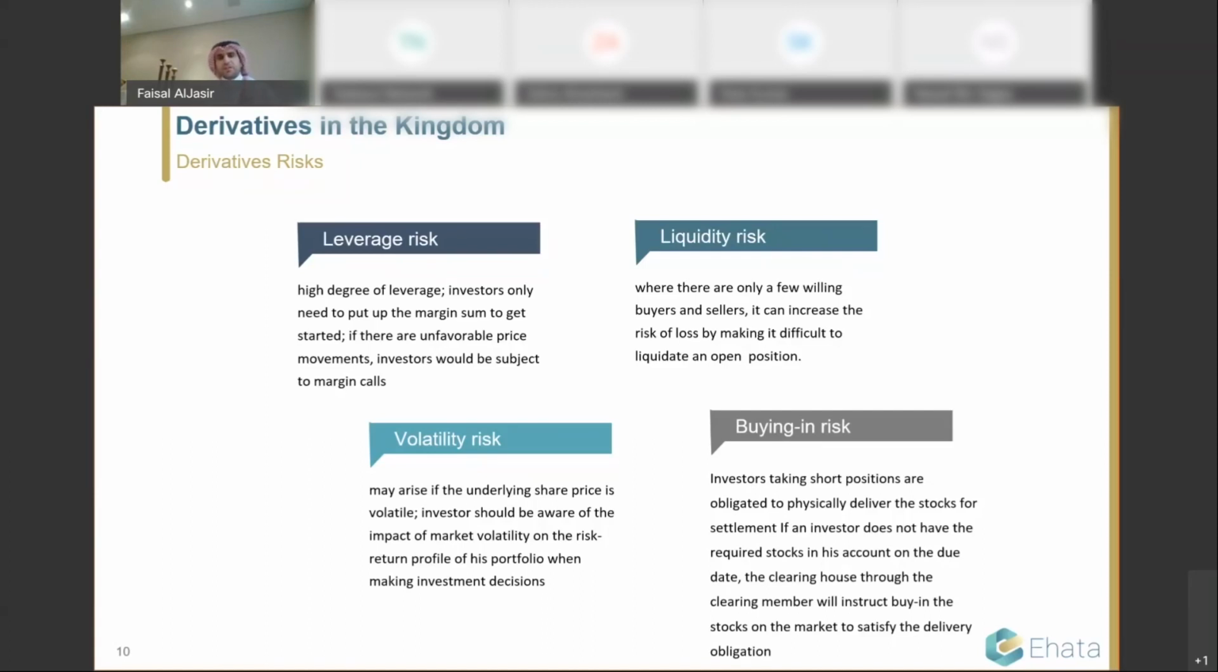Volatility risk is also one important component, and we will elaborate more on the importance of volatility. Since the price of a derivative is derived from the underlying, the volatility of the underlying plays a very major role. Understanding that is also a very important thing to do.